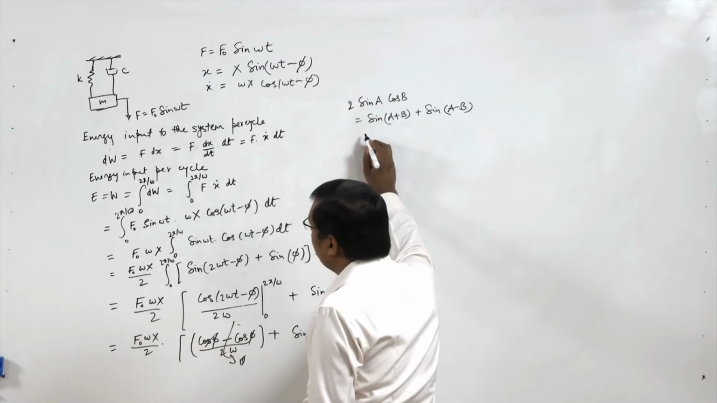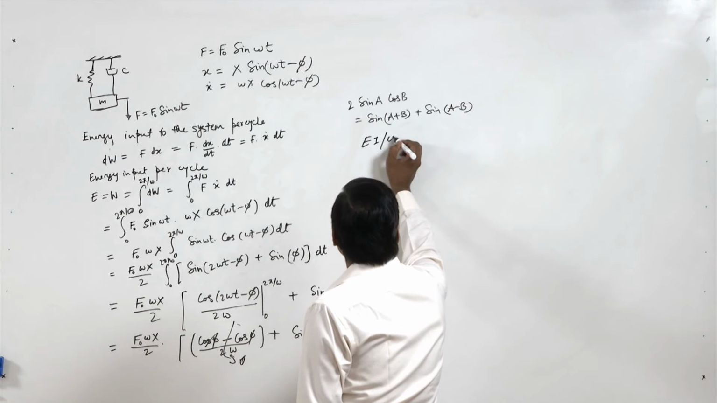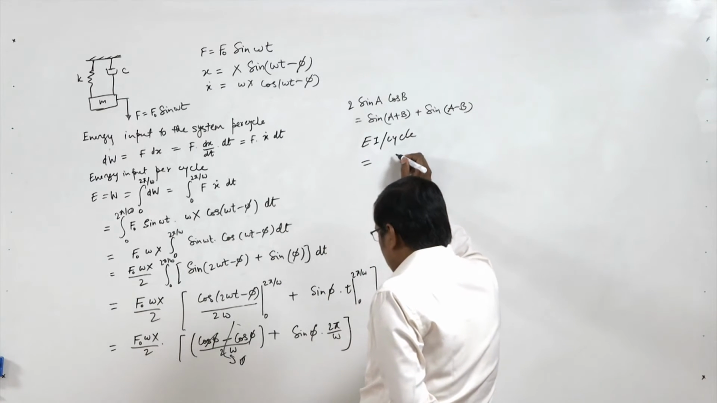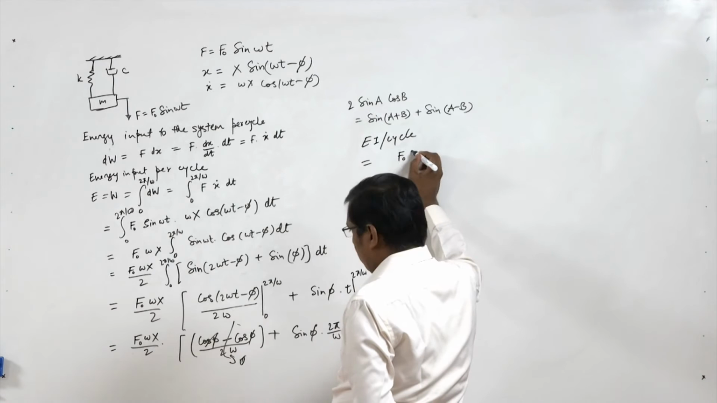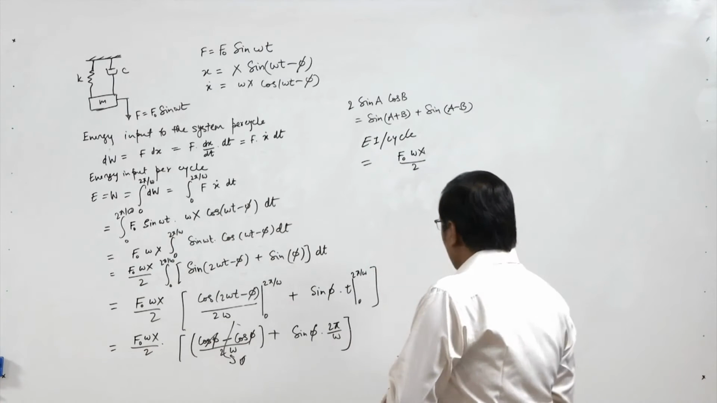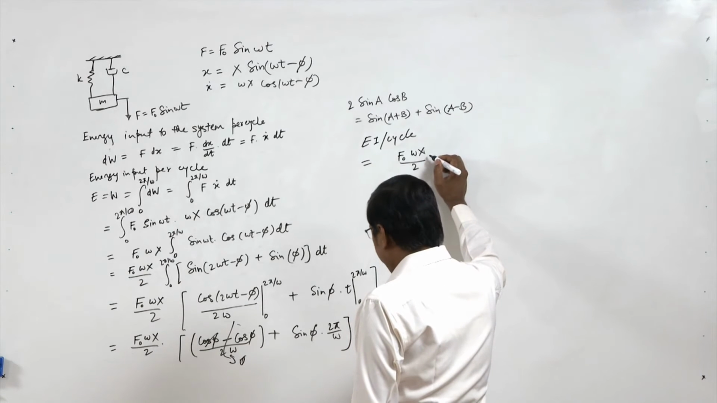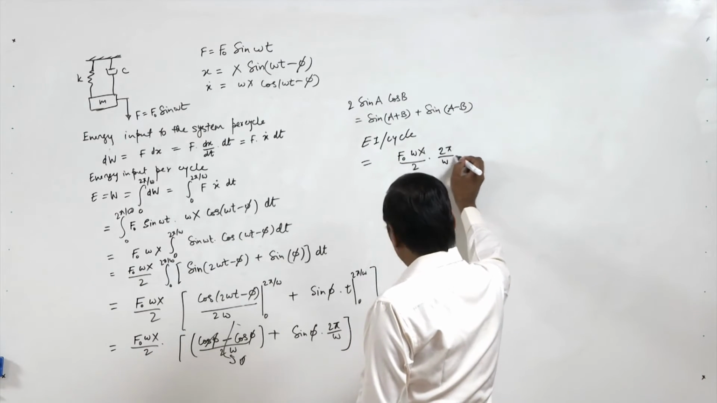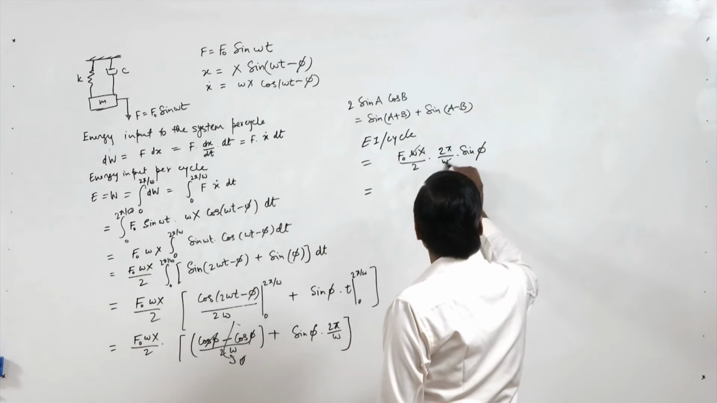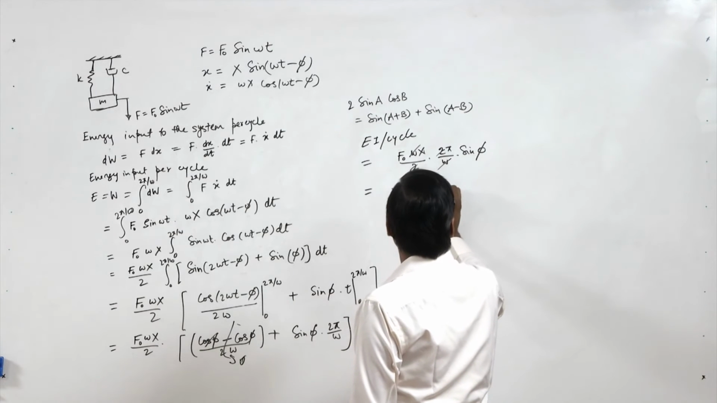So we will have energy input per cycle equal to f0 omega x by 2 into 2 pi by omega into sin phi. So omega cancels out, 2 cancels out, and we will get pi f0 x sin phi.